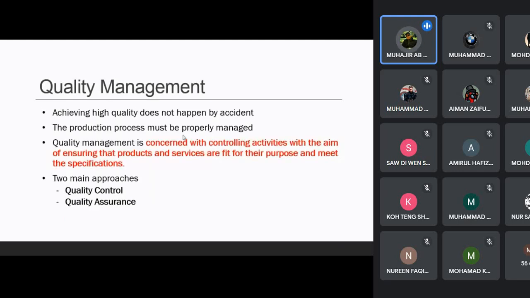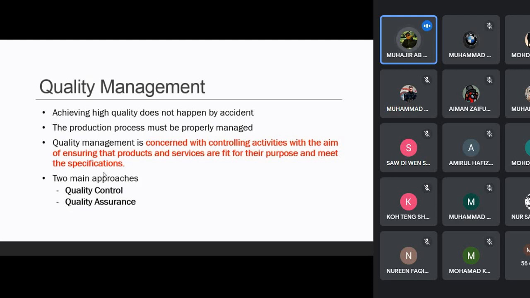Now we are talking about quality management. You must understand that achieving high quality doesn't happen by accident. You need proper planning and strategy as well. Dia tak boleh tiba-tiba produk you ada high quality, no. The production process must be properly managed, because the product goes through a process. So you must make sure that every stage of the process is monitored so that the quality is good. When we talk about quality management, we are concerned about controlling activities with the aim of ensuring the products and services are fit for purpose and meet the specification. This was mentioned before: when we talk about quality, we want to meet the standard.